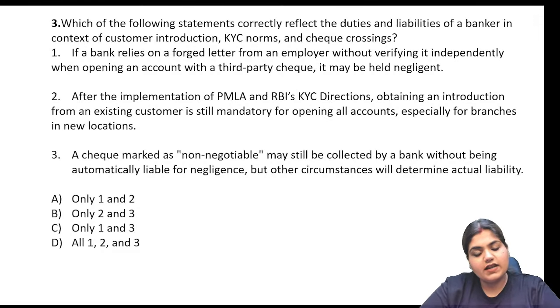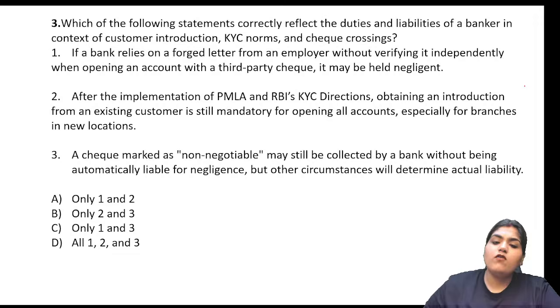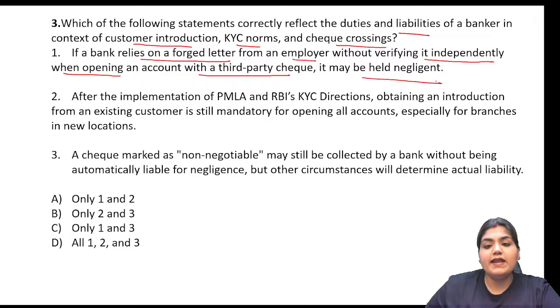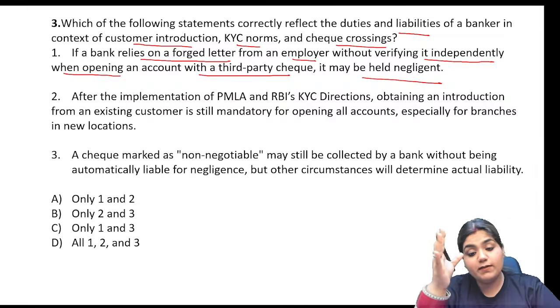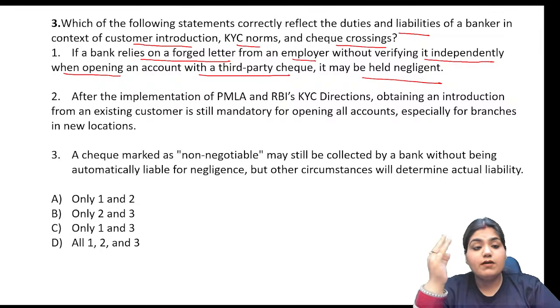Statement number 1 is correct. Which of the following statements is correctly reflecting the duties and liabilities of a bank in the context of customer introduction, KYC norms and check crossing? If a bank relies on a forged check from an employer without verifying it independently when opening an account with a third-party check, it will be held negligent. Yes, because it is the duty of the bank to verify all the details. For due diligence, the bank should be actively working on it. Statement number 1 is correct.